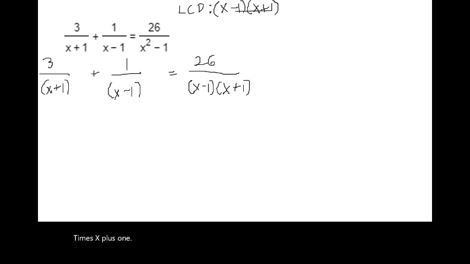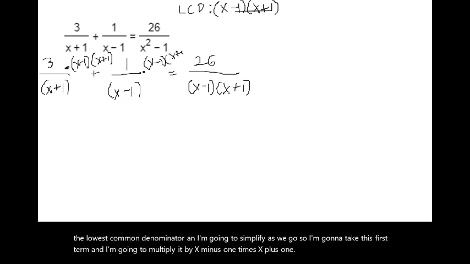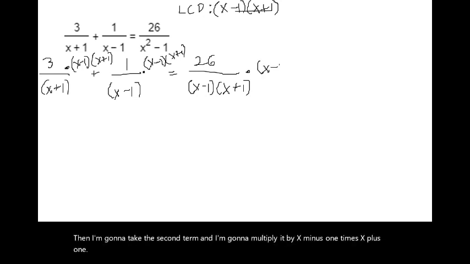Then what I'm going to do is multiply all 3 terms on both sides of this equal sign by the lowest common denominator, and I'm going to simplify as we go. I'm going to take this first term and multiply it by x minus 1 times x plus 1. Then I'm going to take the second term and multiply it by x minus 1 times x plus 1. Then I'm going to take the term on the right and multiply it by x minus 1 times x plus 1. And I'm going to simplify as much as I can as I go.